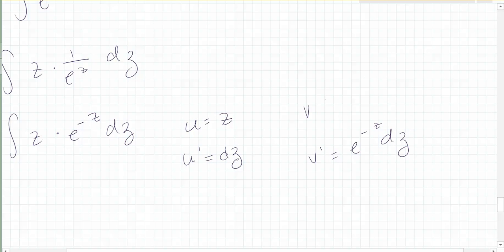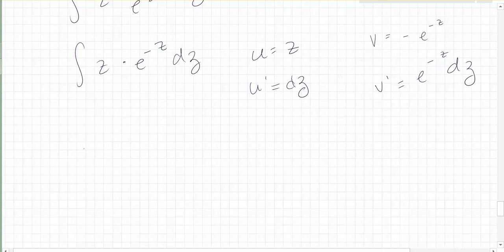So we have to take the antiderivative of e to the negative z. So it could be just e to the negative z because we know that the derivative of e to the z is always itself. But then by the chain rule, the derivative of e to the negative z will become negative e to the negative z. So we need to make it positive again, and we'll do that by adding a negative in front of it. So v is equal to negative e to the negative z.